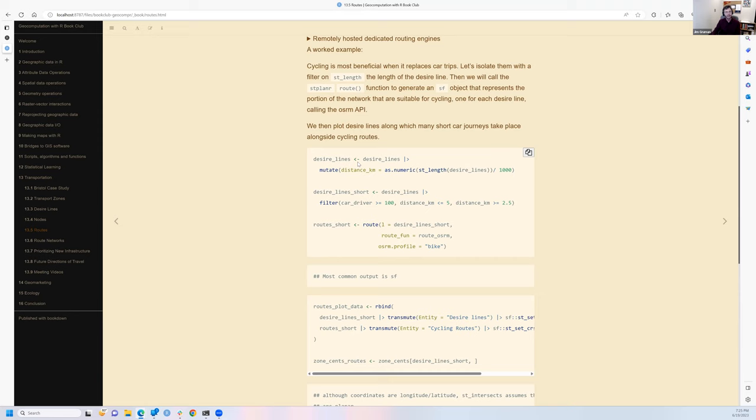So what they've done here is they've taken the desire lines and isolated specifically. There's a way to measure the length of the desire line because we know the origin and destination. So they come up with a distance in kilometers, and then they filter for different constraints here, but specifically trips between, looks like, less than 5 kilometers and more than 2.5 kilometers for this study. And we're calling those routes short. And we're going to bind the rows of our short desire lines with our routes, our cycling routes, to make a map.